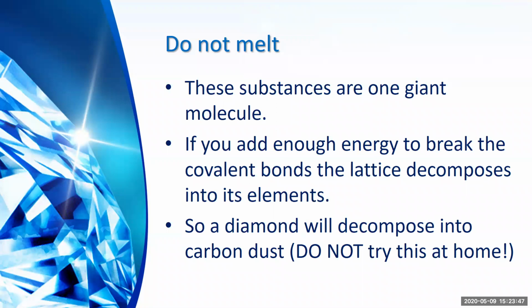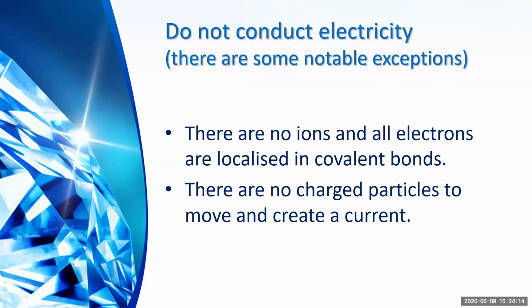So covalent network substances don't melt because they're just one giant molecule. If you actually added enough energy to break all the covalent bonds, they'd all break at once and the whole lattice would just decompose into its elements. So if you have a diamond and you give it enough energy, you can actually decompose it into carbon dust. I would not suggest you try this at home though. I don't think you'll be very popular.